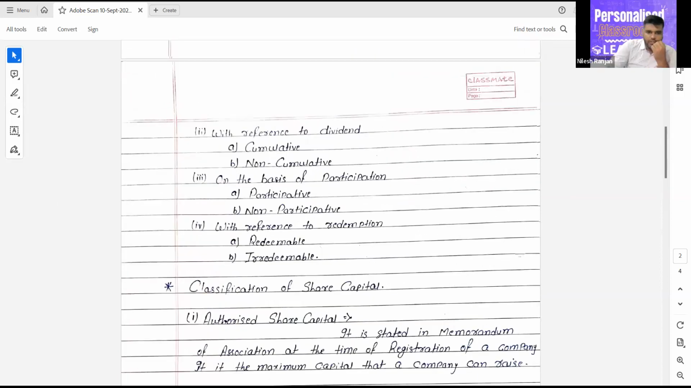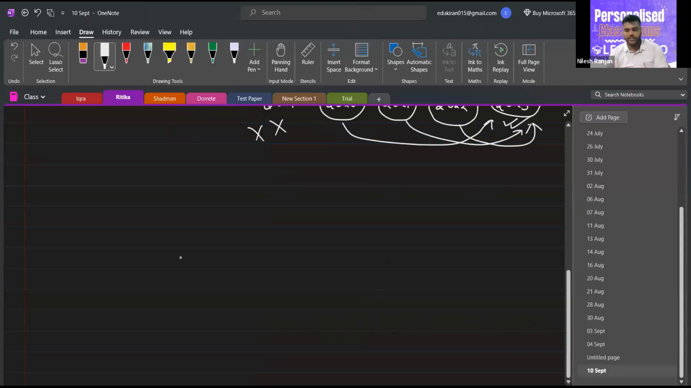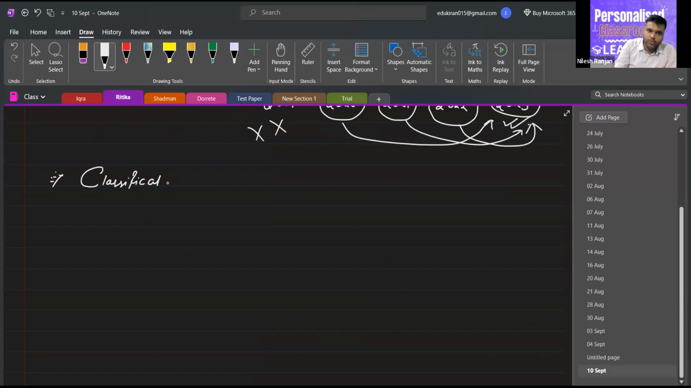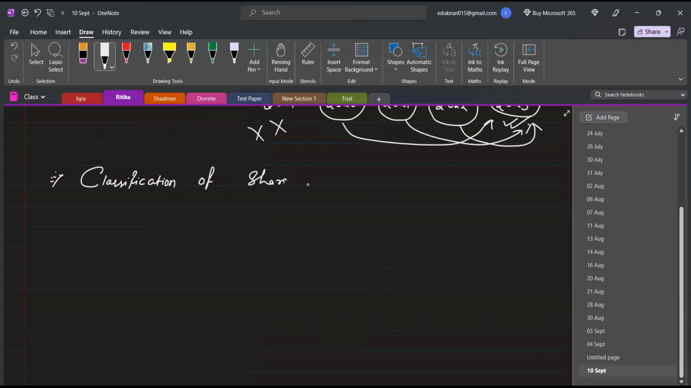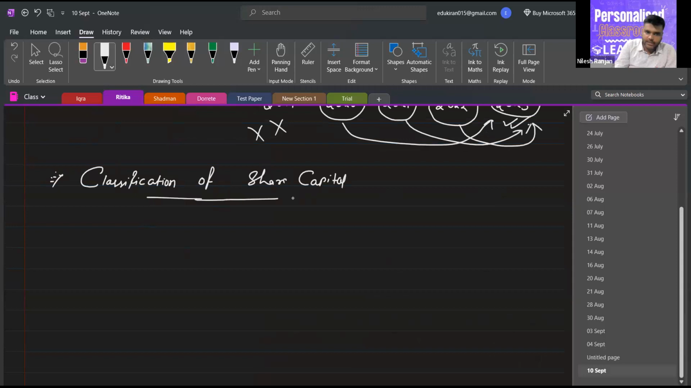Okay, now we will discuss the classification of share capital. Now, this is the practical part. Okay, now we are starting our practical part. If we complete our classification of share capital, then we will be able to present our share capital in the balance sheet. Okay, sir. So first of all, I will take an example here. After that, we'll discuss.